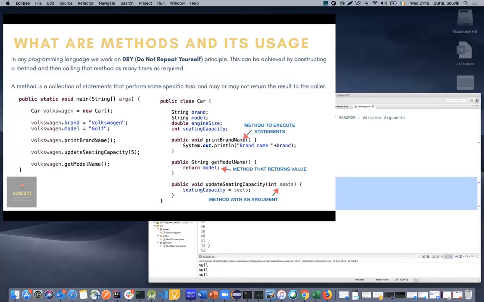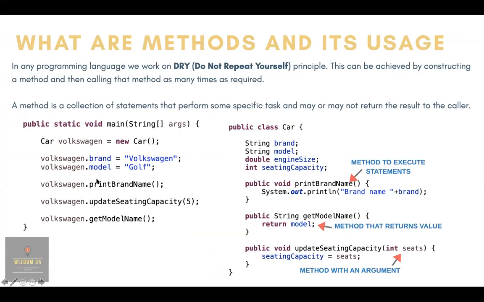So that's basically a method. Here, what I've tried to show you is a main method. Inside that main method, I have just added these two values, Volkswagen and Golf, and then I have said print brand name, update sitting capacity, and get model name, right? So print brand name just prints the brand name. Yeah, it is a one-liner, but I wanted to show you how a method looks.